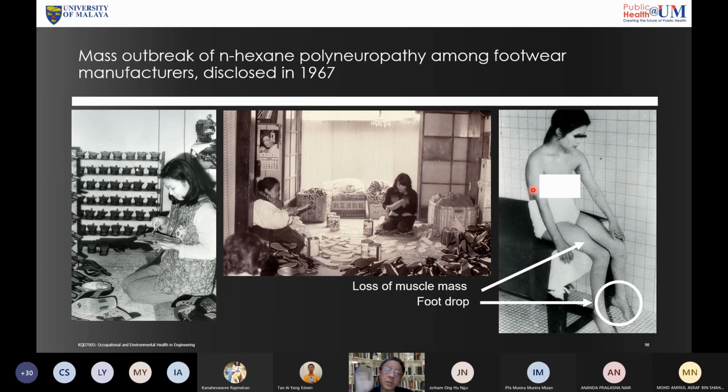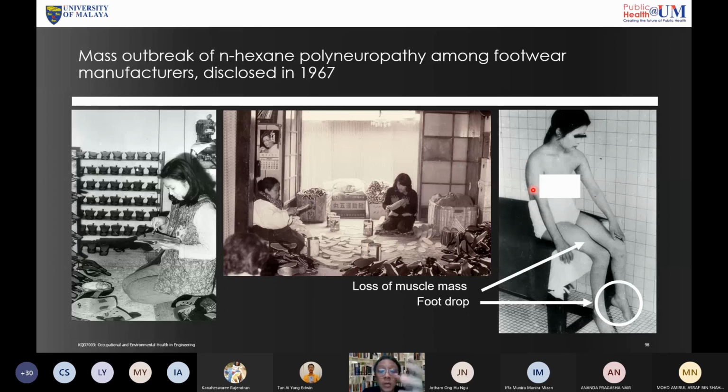This picture shows a mass outbreak of N-hexane polyneuropathy among footwear manufacturing workers in 1967 in Japan again. So what do you mean by polyneuropathy? As I mentioned earlier, it basically consists of sensory neuropathy and also motor neuropathy. That means the loss of sensation, and also you have what we call muscle wasting, and then you get foot drop. So we look at this lady sitting on the right side of your screen.